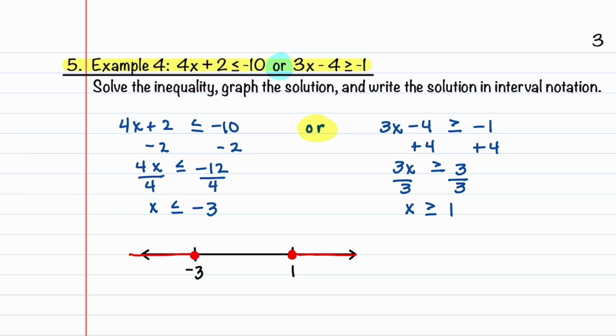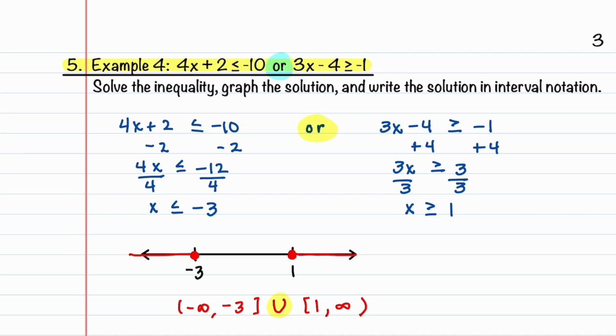Now we can write down our solution. Our solution is going to be all values from minus infinity to minus 3, with a closed bracket there because negative 3 is included, and then union because both solutions are included, and then 1 is included, so we have a closed bracket at 1, comma, infinity. Notice that whenever you have an "or," you are going to have a union sign because you are going to have two solutions and both of the solutions are going to be included.